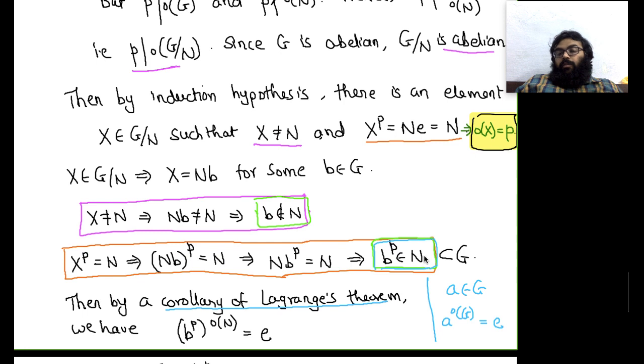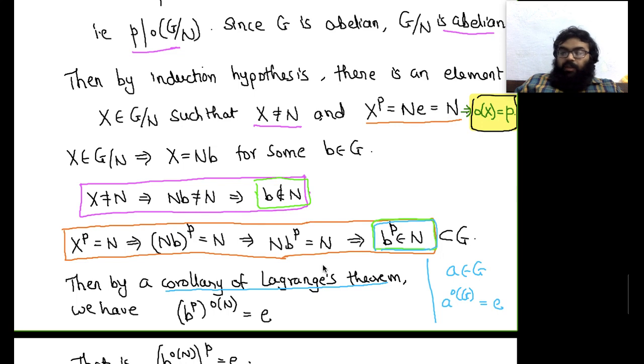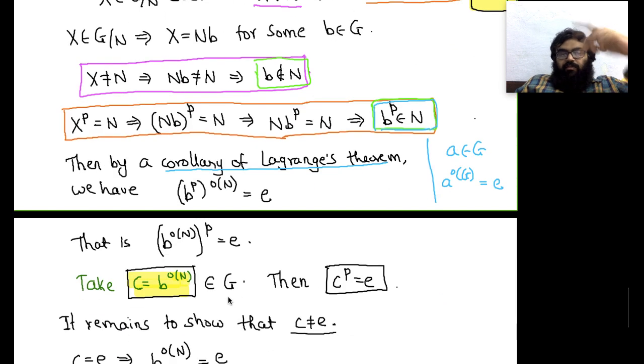Okay, but now we use the corollary of Lagrange's theorem. If a is an element of G, a raised to order of G is identity. b power p is an element of n. So b power p raised to order of n is identity. That is just exchanging the power.